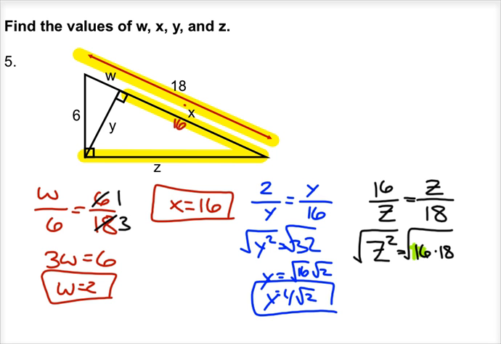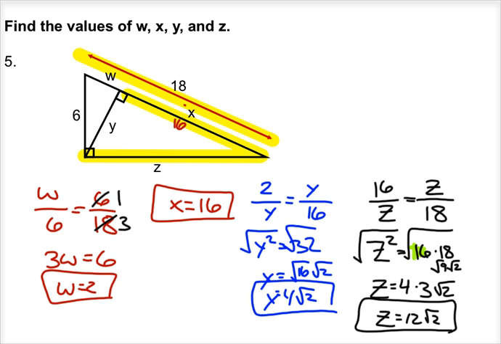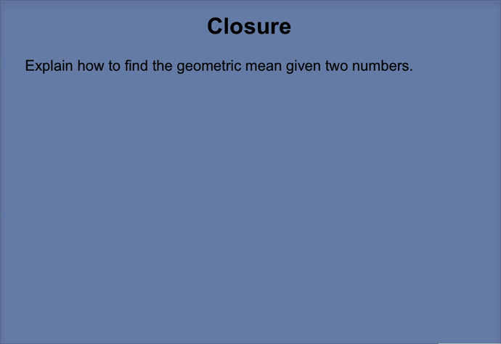So square root of z squared is z. Square root of 16 I know is 4. And the square root of 18 is really the square root of a 9 and the square root of a 2. So the square root of 9 is 3. Can't do anything with the square root of 2. Multiply the 4 and 3 together, and you get that z is 12 square roots of 2. And your closure: explain how to find the geometric mean between two numbers.